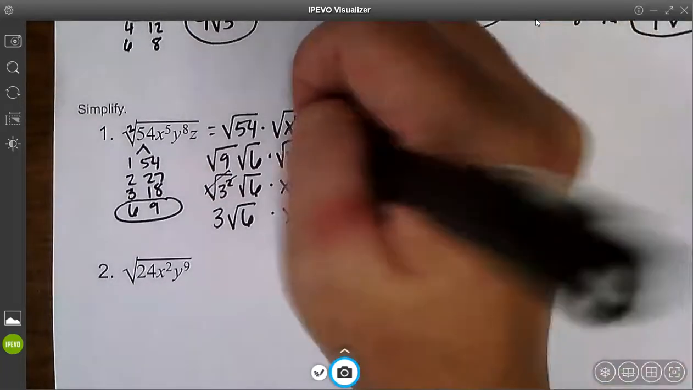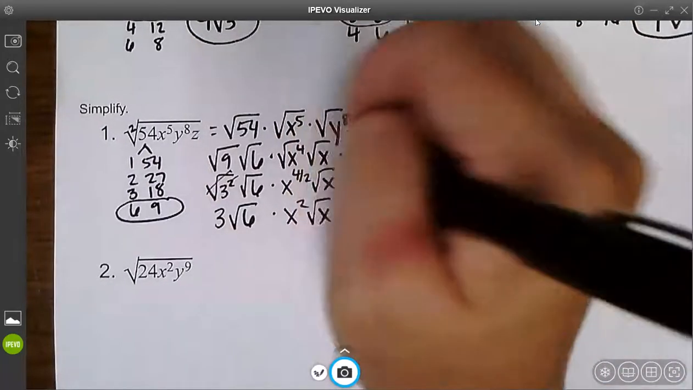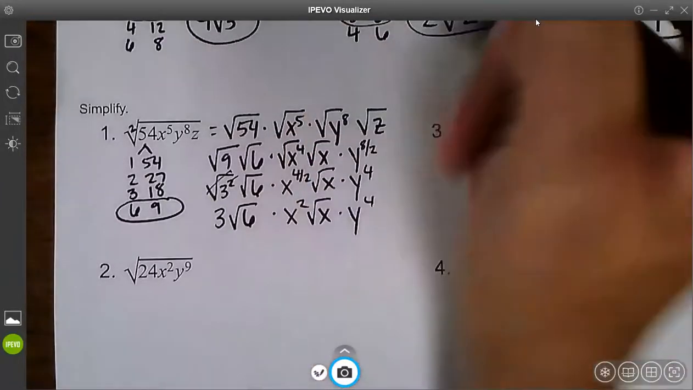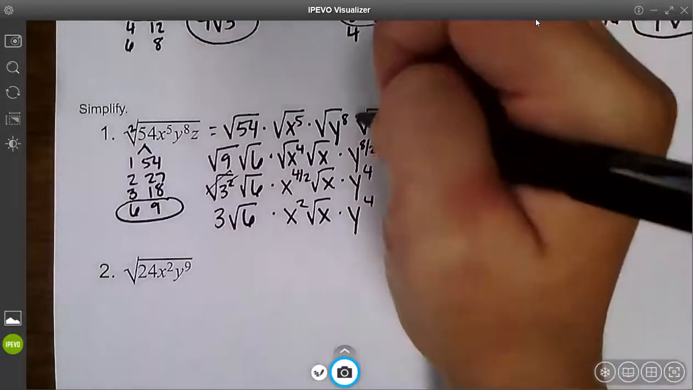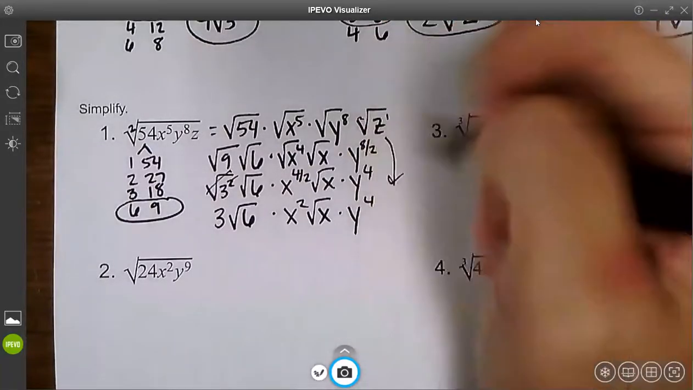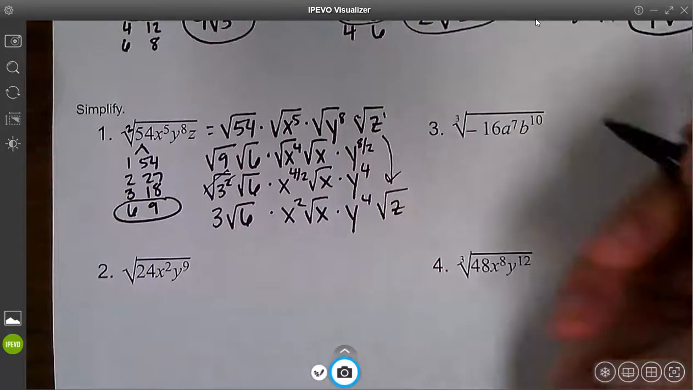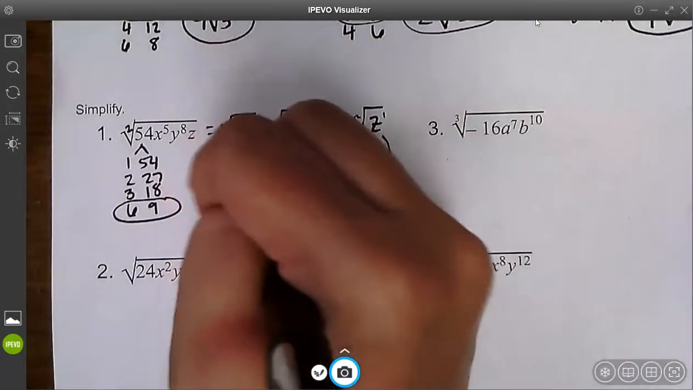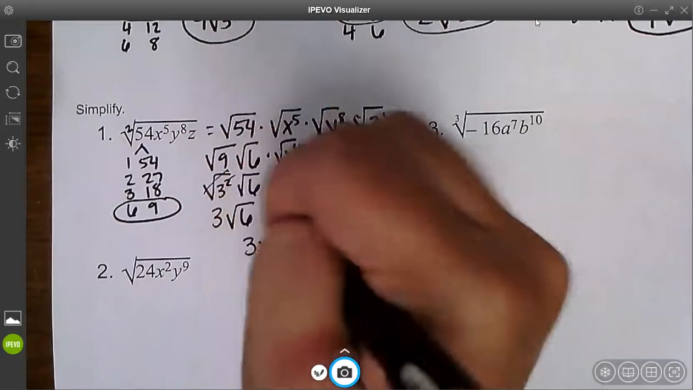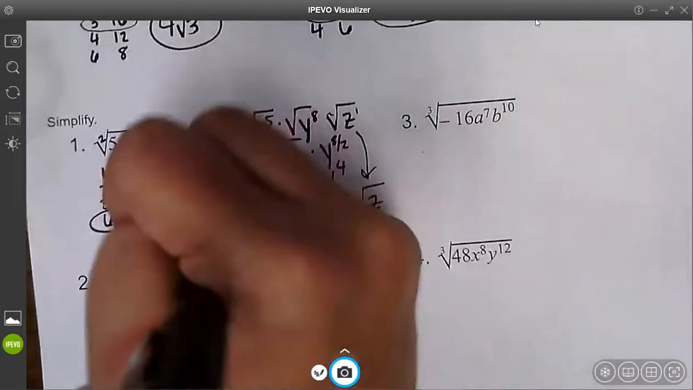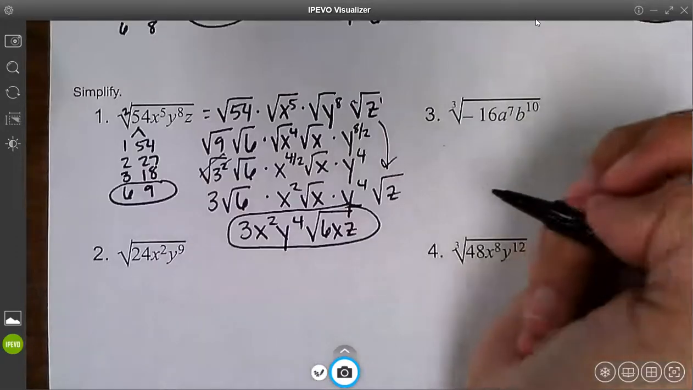8 is divisible by 2, so that's y to the 8 over 2, which is y to the 4th. And z to the first power, that is less than 2, so that guy just stays. We just bring him down. We have the square root of z. Then you're just rewriting your answer. Everything that's outside of the radical goes together, and everything that's underneath the radical goes together. So you have 3x squared y to the 4th times the square root of 6xz.